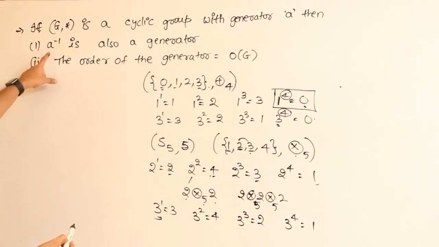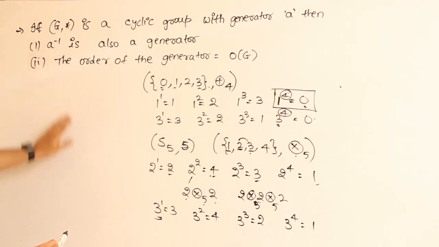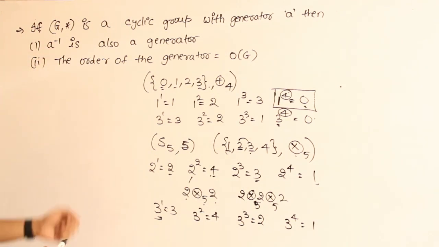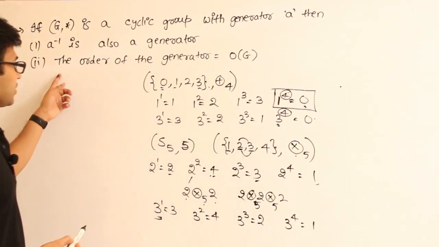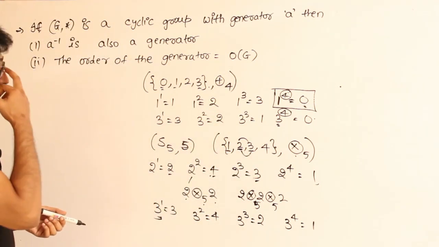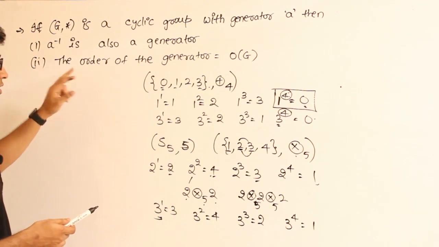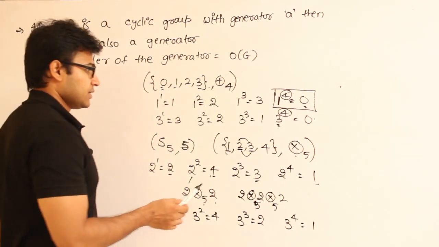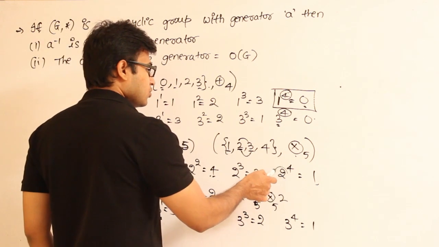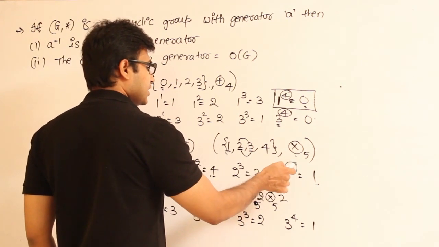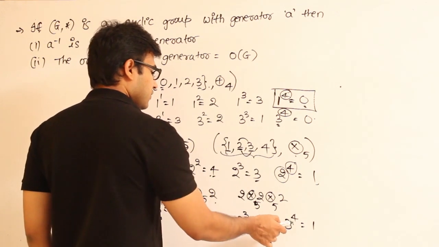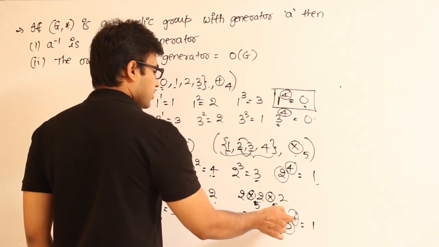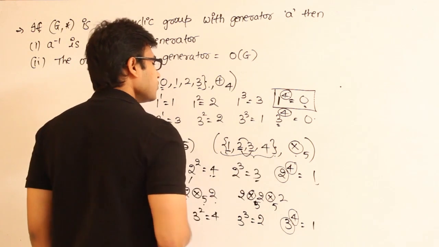So if A is a generator, then A inverse is also going to be a generator. In this case 2 and 3 both are going to be generators. Now what about the second point, the order of the generators? In this case, the order of the generator 2 is 4, which is nothing but the order of the group itself, right? Here also the order of the generator 3 is 4, which is nothing but the order of the group itself.